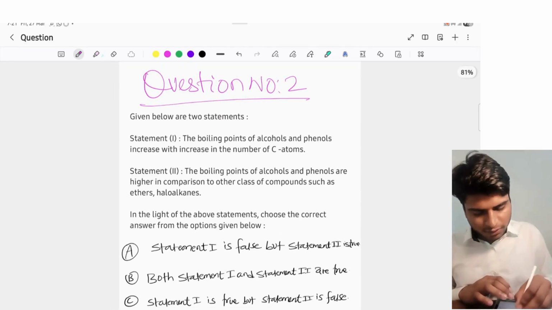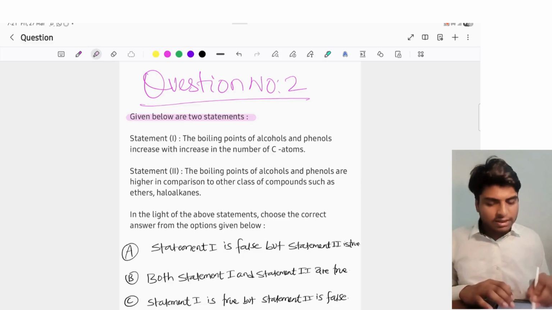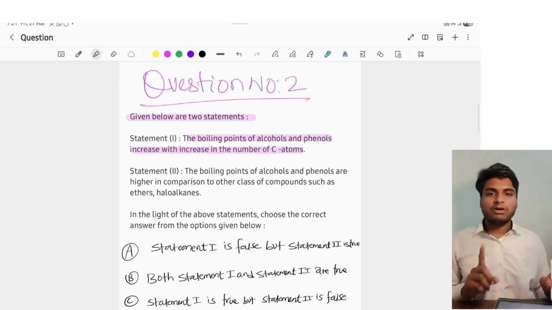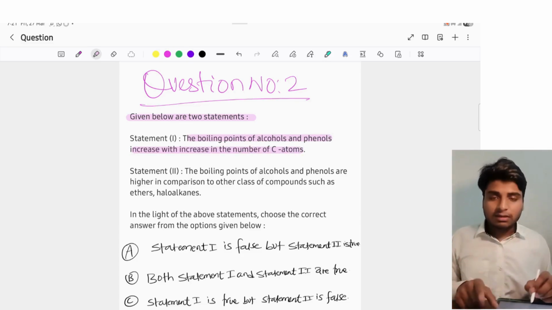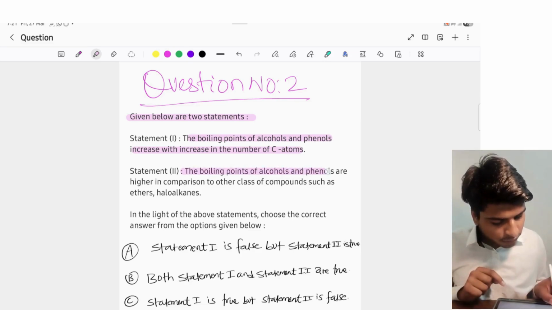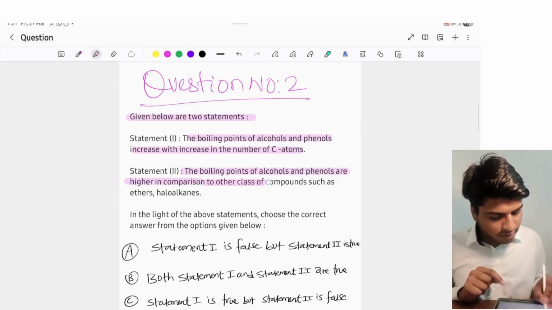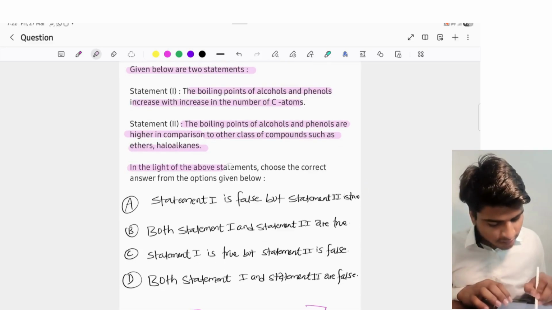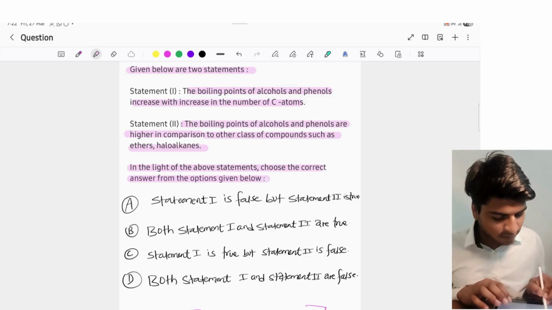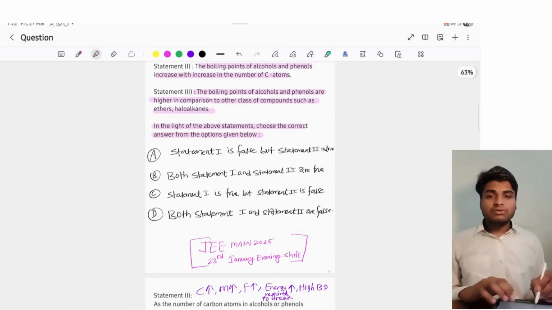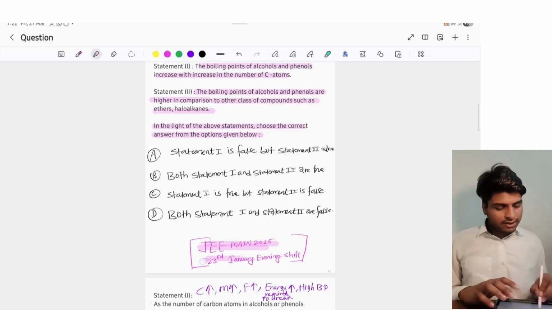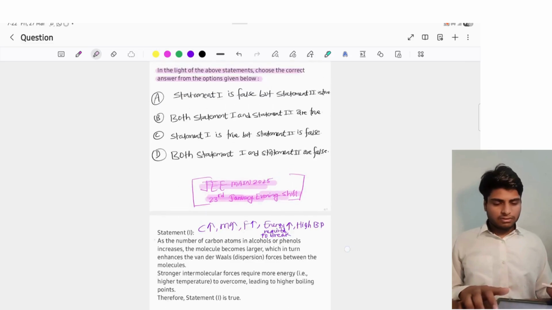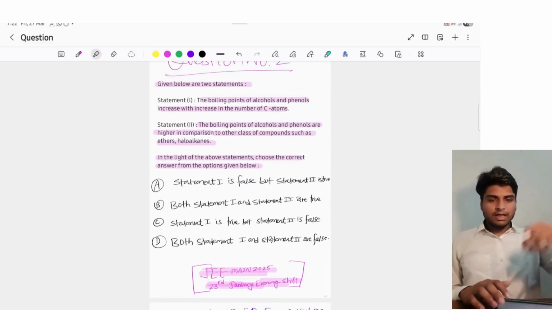Given below are two statements. Statement 1 is the boiling point of alcohol and phenol increases with increase in number of carbon atoms, and statement 2 is the boiling points of alcohols and phenols are higher in comparison to other classes of compounds such as ether or haloalkane. In the light of the above statements, choose the correct answer from the options given below. This question was asked in JEE Mains 23rd January evening shift. Let's figure out which one is the correct answer. Let's dive into the statements.